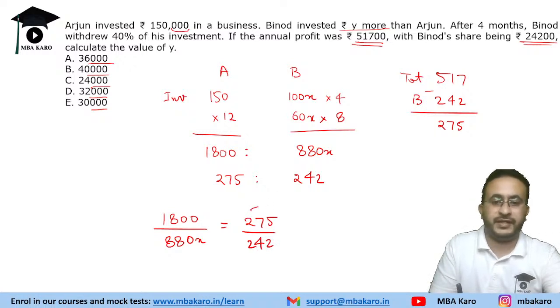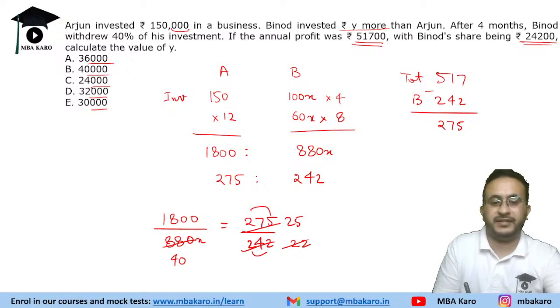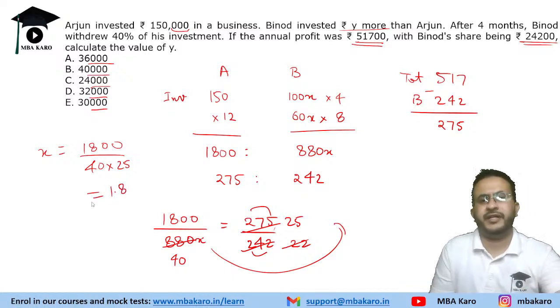Now if you notice, it is a multiple of 11, so 25 and 22. 22 into 4 is 88. So 40x हो जाएगा, right? And 25, like when you have to divide by 25. So basically, we ultimately have to find x, and when you bring x this side, 25 will come down. So 1800 by 40 into 25, which is 1.8, right? 1.8.